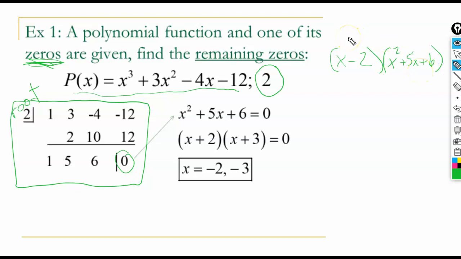So this polynomial, this quadratic, could still be factored. Two numbers that multiply to equal 6 and add to equal 5 are 2 and 3. So it factors again. So in its completely factored form, we get x minus 2, x plus 2, and x plus 3. And so that means that the other two roots have to be negative 2 and negative 3, because we have it in its factored form.